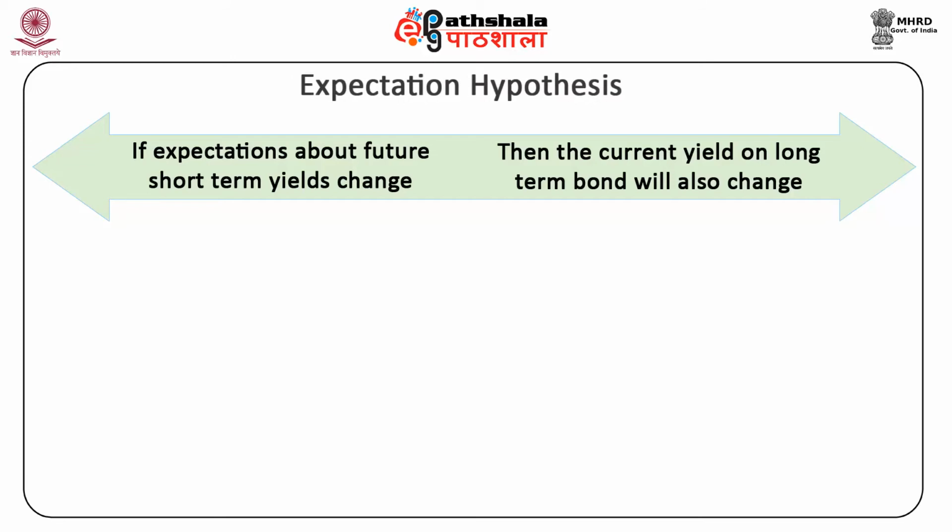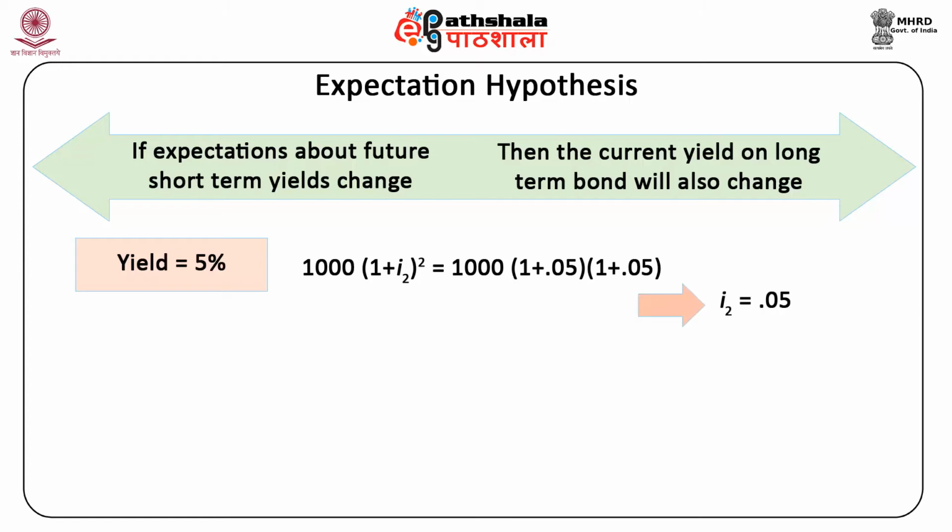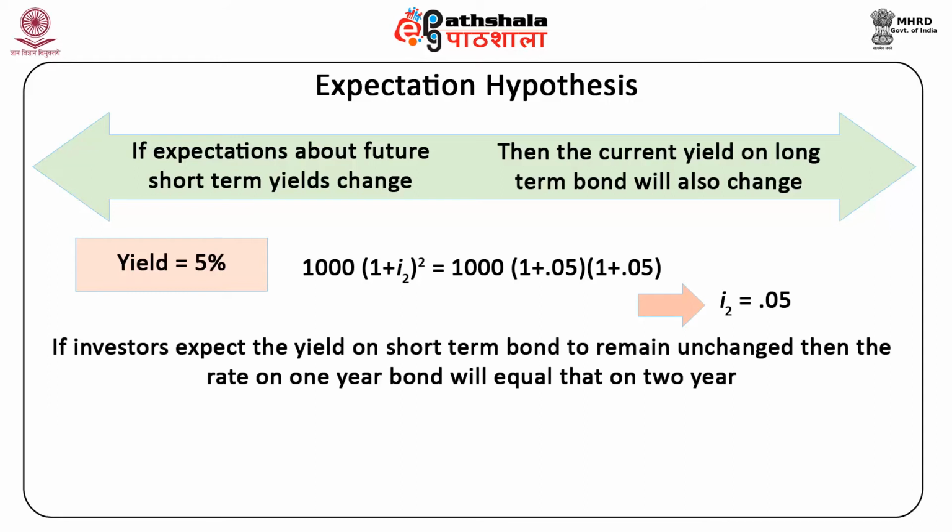For instance, if the current yield on 1-year bond is 5% and investors expect the yield rate to remain at 5% next year, the yield rate on a 2-year bond will satisfy the condition, that is 1000 into (1 plus I2) whole square is equal to 1000 into (1 plus 0.05) into (1 plus 0.05). That is, I2 is equal to 0.05. Thus, if investors expect that yield on short-term bond will remain unchanged, then the rate on 1-year bond will equal that on 2-year bond.